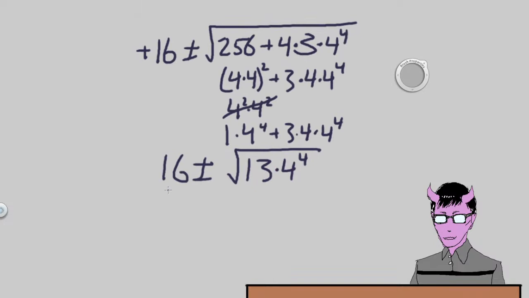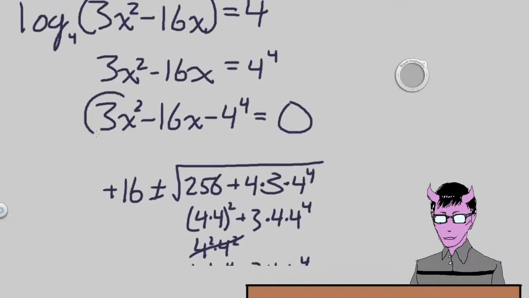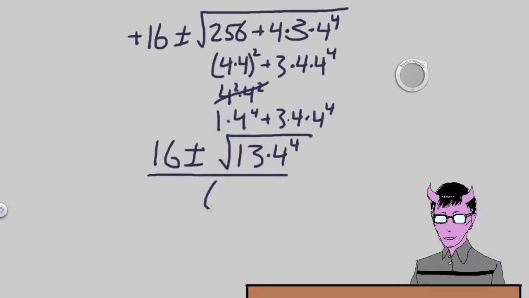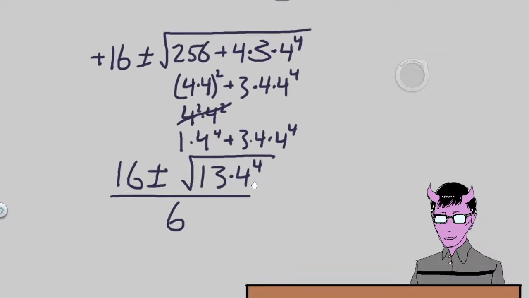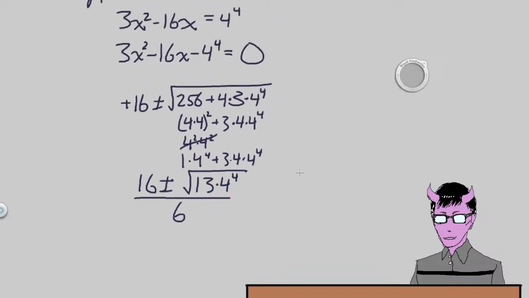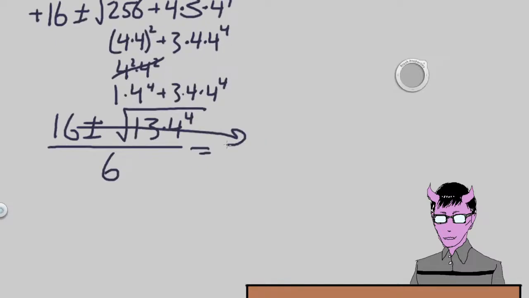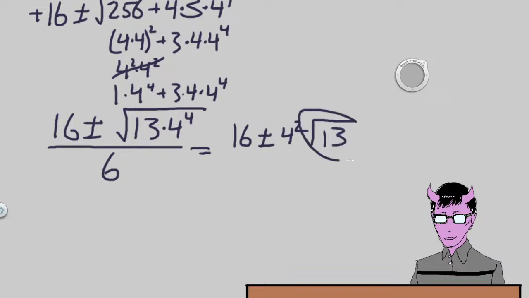Well, I flubbed it again. So all over 2a, which is 6. Well, that's another rather unfortunate scenario. So this is going to be equal to, let's just do the most we can. So it's going to be 16 plus or minus. We could take the square root of that one. This is going to be 4 to the power of 2. Copy paste the leftover 13. Yeah, that's causing the issue right there. All over 6.